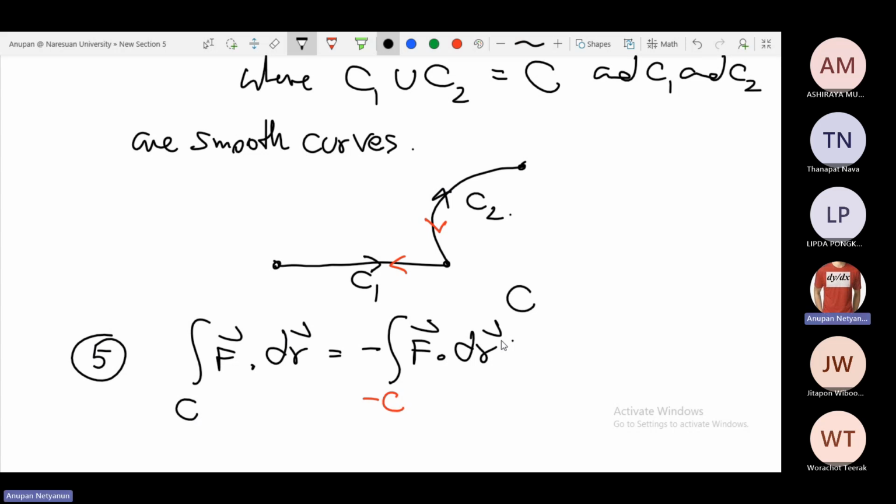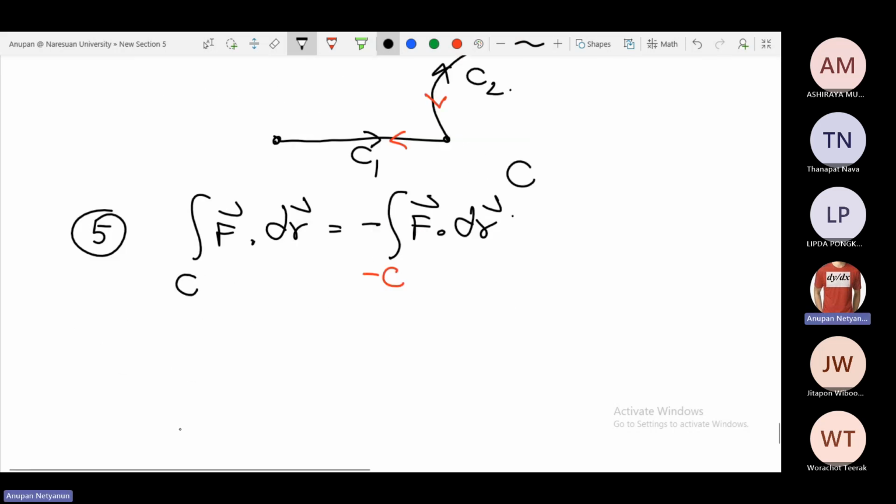Okay, so let me show you the example, okay? How to compute this line integral, okay?